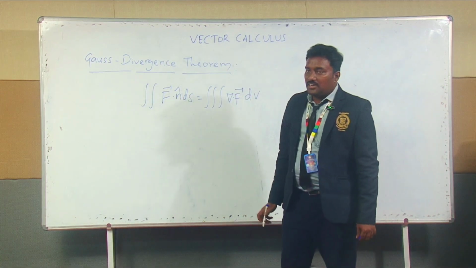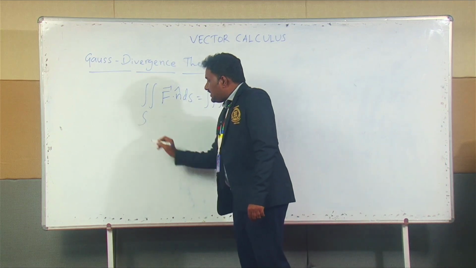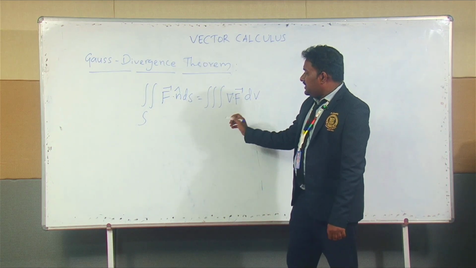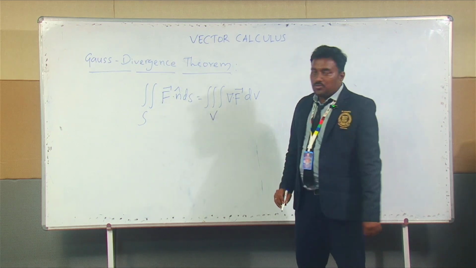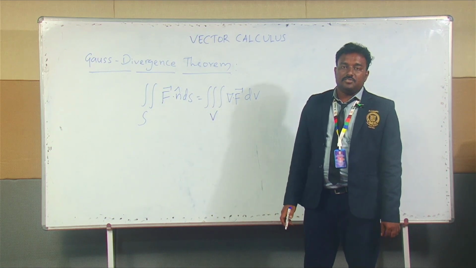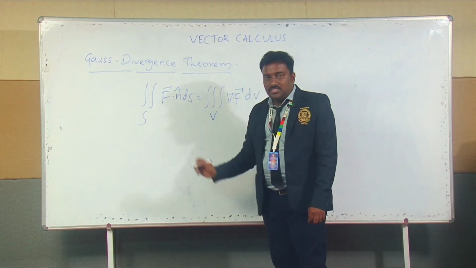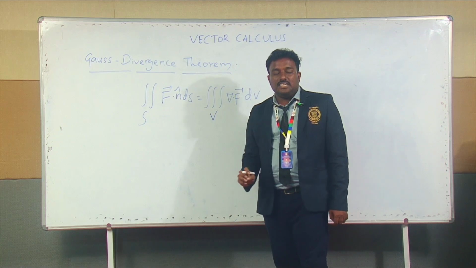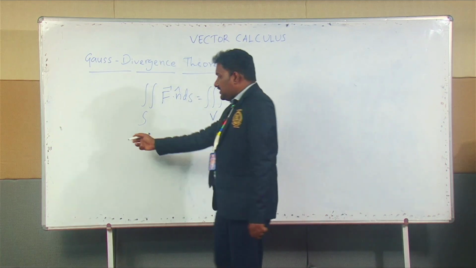double integral over S of F vector dot n cap dS is equal to triple integral over the closed region B of del dot F vector dV. So, here S denotes the surface and the capital B denotes the closed region. And here we have a problem.